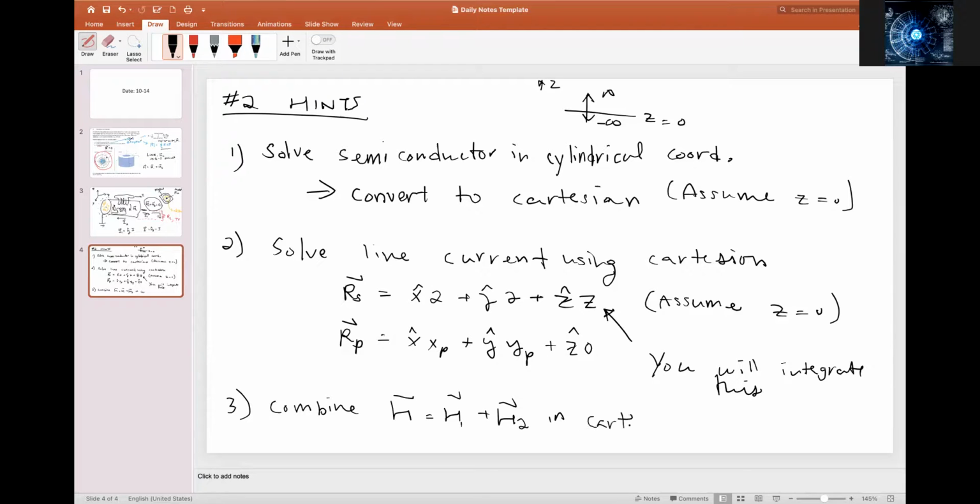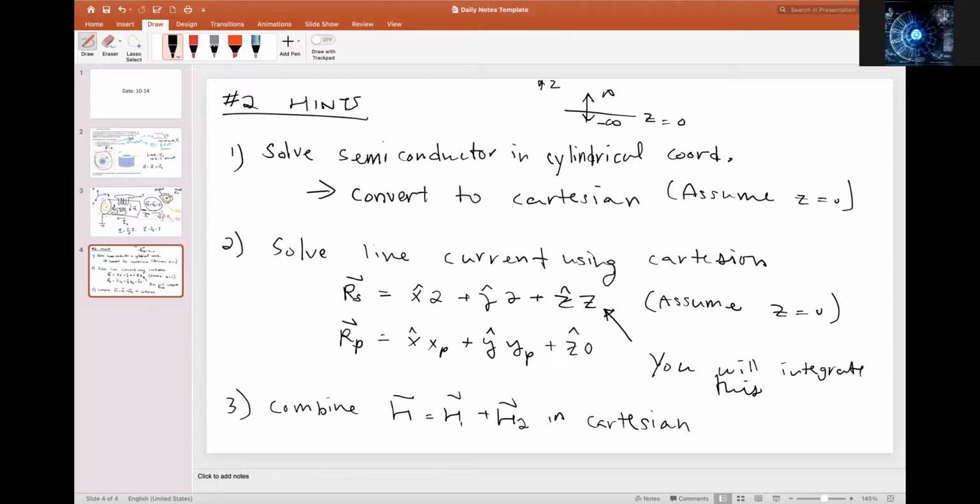And then when you get to this part, you can combine H1 plus H2 in Cartesian coordinates. All right, any questions? Do these hints help? Yeah. Okay, great.